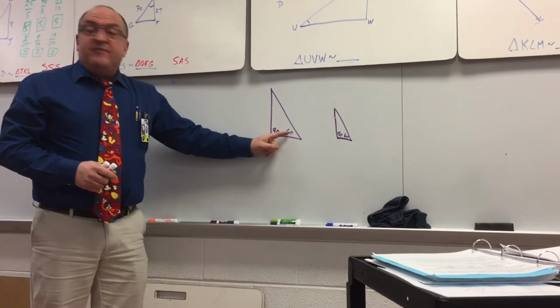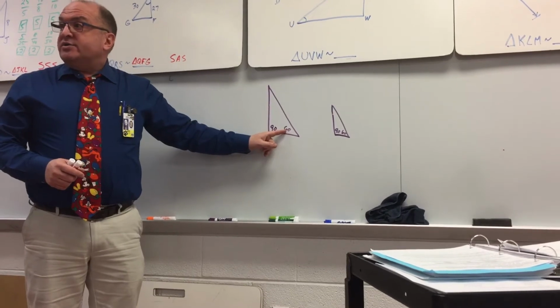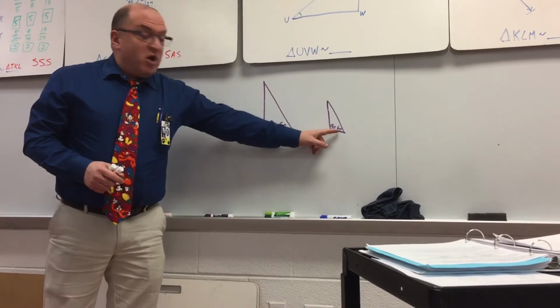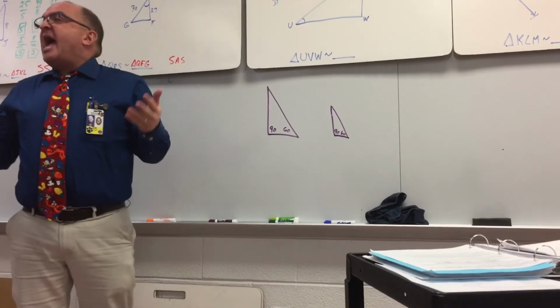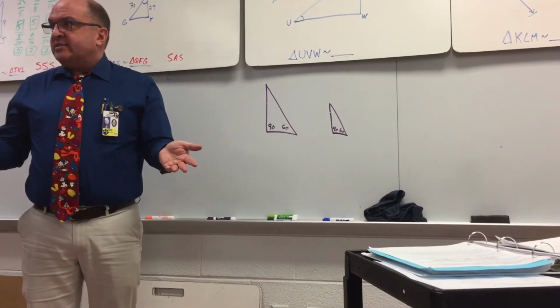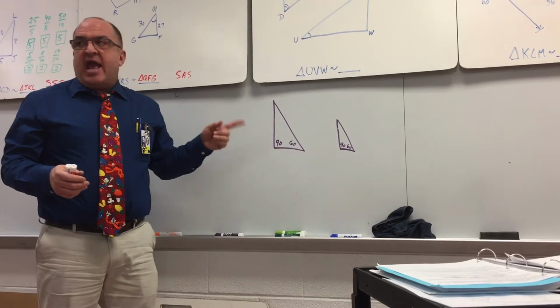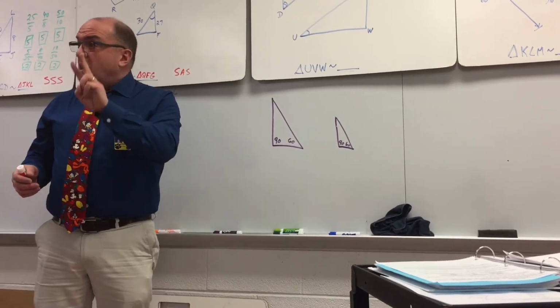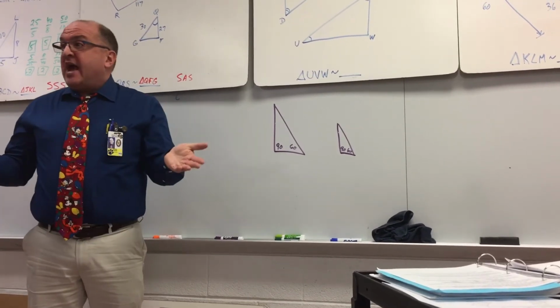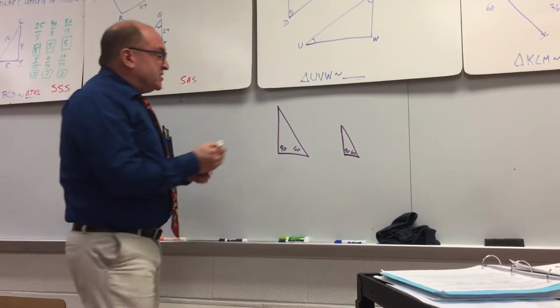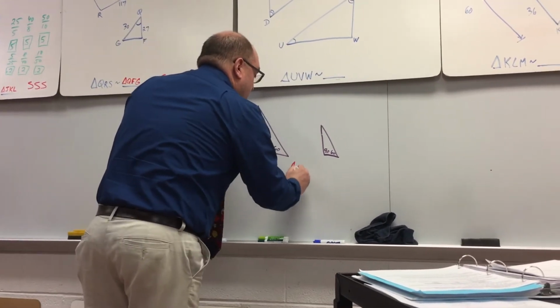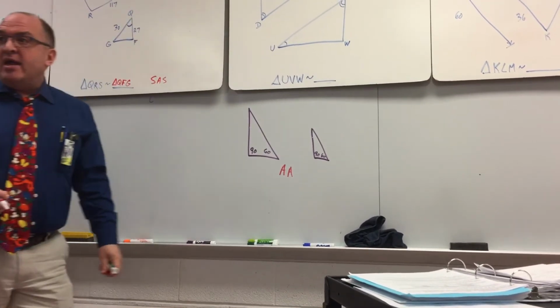The point is, if you have two equal angles in both triangles, then the third one has to be equal. Does that make sense? You don't have to call it AAA, because if you already have two, you have to have the third. Okay? You know what that's called? That's called AA Similarity. Angle, angle.